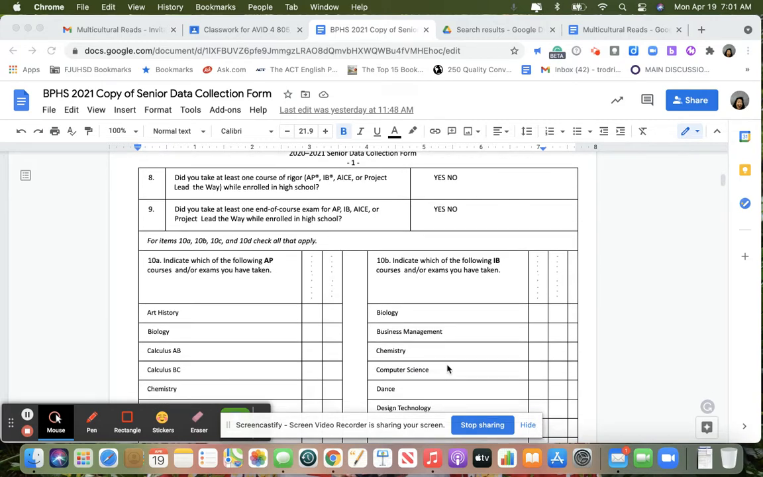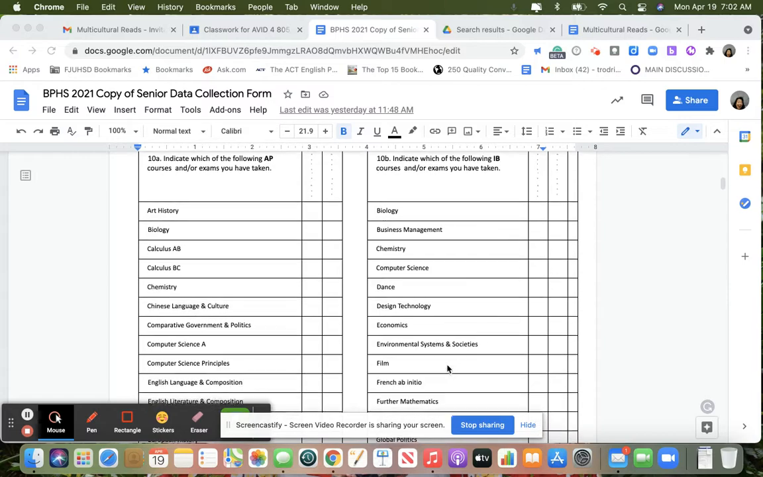For number 8, most of you will be checking yes on this. Remember that we have AP and we have Project Lead the Way. The other 2 programs we do not have, so just be mindful of that. And please bear in mind that you would be checking yes on number 9, because if you took an AP class, you more than likely took that test last year. Same thing with your Project Lead the Way course.